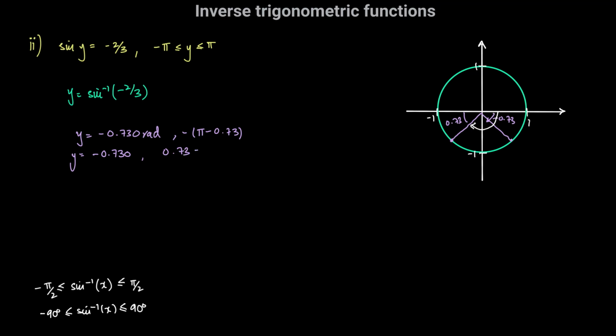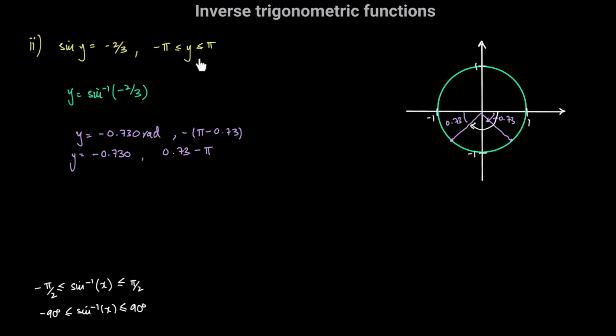negative pi minus 0.73 radians. So we can say here that the sine of negative 0.73 would be negative 2 over 3. That would be the y-coordinate of this point on the unit circle. Similarly, the sine of negative pi minus 0.73 would also be negative 2 over 3. Again, that would be the y-coordinate of this point on the unit circle. So we found the values of y for which sine of y is equal to negative 2 over 3 between negative pi and 0 radians.